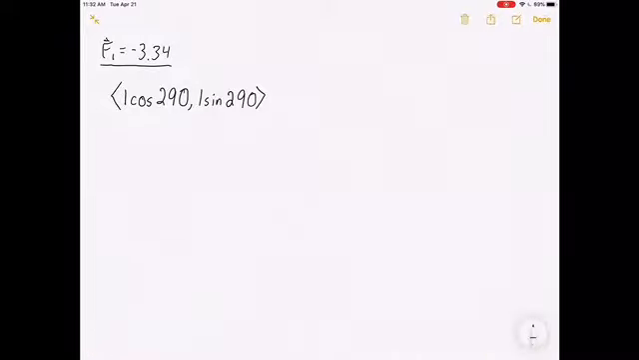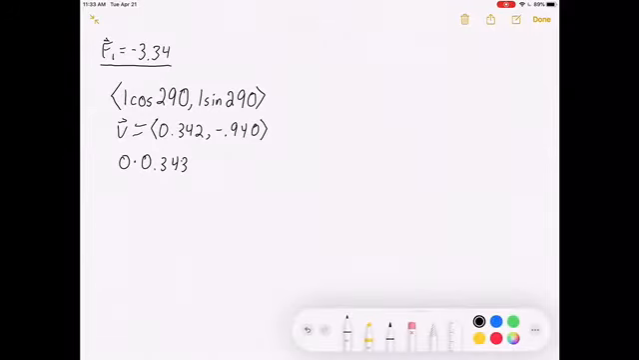So now we're going to find the answer to that, which would be, when calculated, u equal to 0.342, negative 0.940. Then we put that into our projection equation with g, and we get 0, that's g's x, u's x, which is, we just got 0.32.